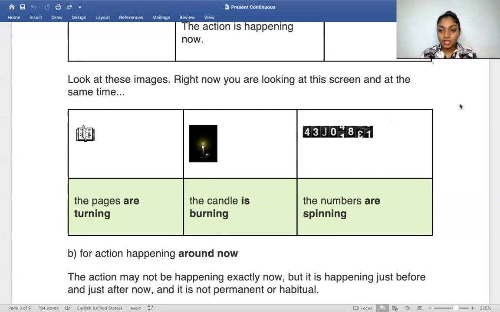Yes, Nazir. The pages of the book. It should be are turning. Pages is plural, so it should be are. The pages are turning, or else the pages of the book are turning. Pages is plural, children, so we can't say is turning. It should be are turning. Okay, I can see some emojis also coming up. Sorry. I will give you the chance next time to read out some examples.